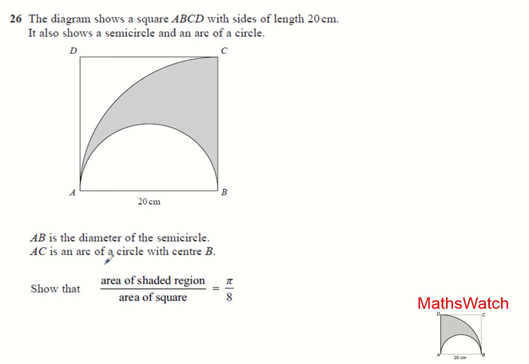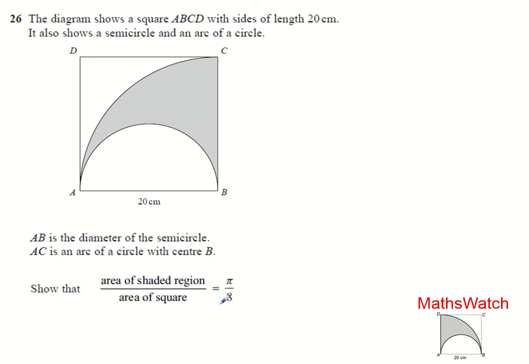AC is an arc of a circle with centre B. Now, if B is the centre of this much larger circle, that means that must be a quarter of a circle, because we would have a 90-degree angle here. We need to show that the area of the shaded region divided by the area of the square is equal to pi over 8. Pi divided by 8.